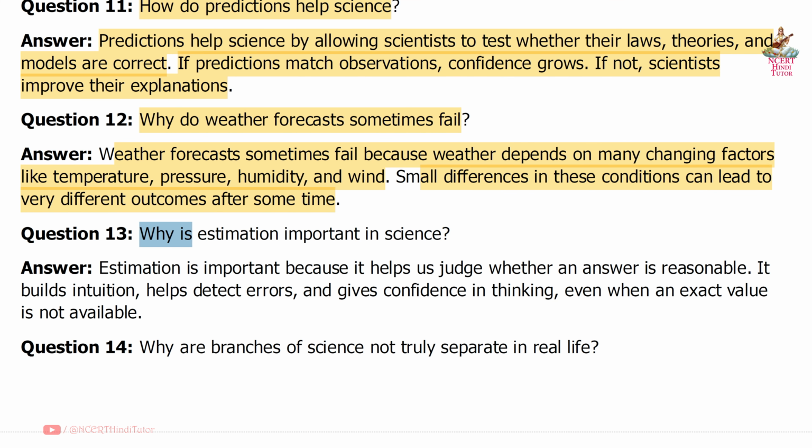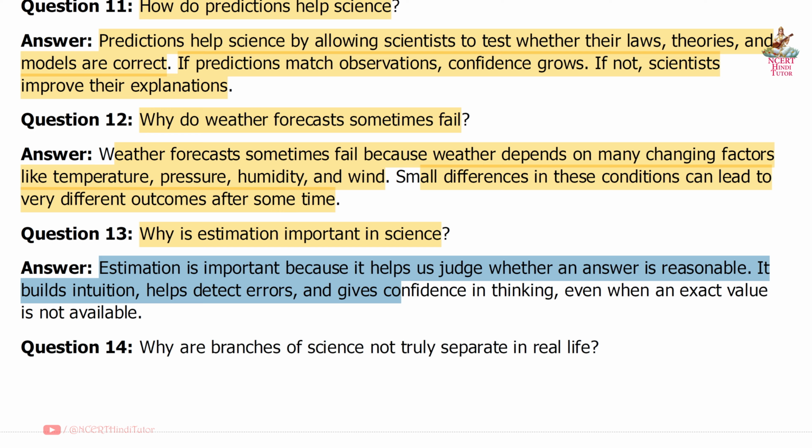Question 13. Why is estimation important in science? Answer. Estimation is important because it helps us judge whether an answer is reasonable. It builds intuition, helps detect errors, and gives confidence in thinking, even when an exact value is not available.